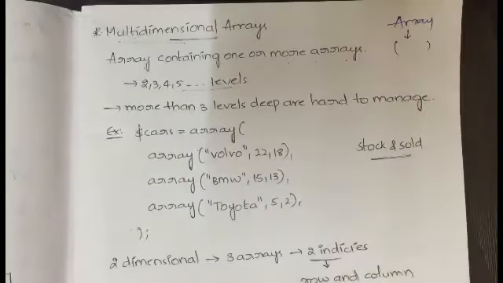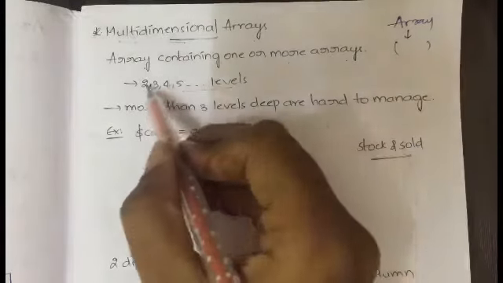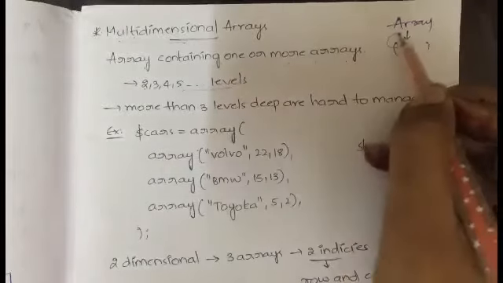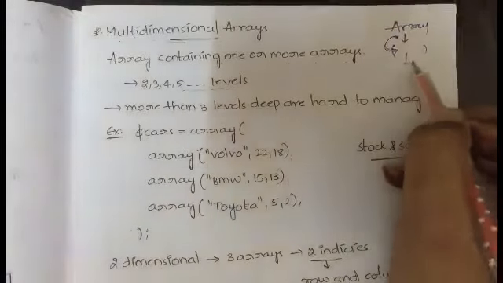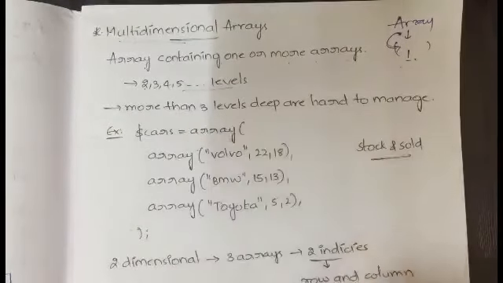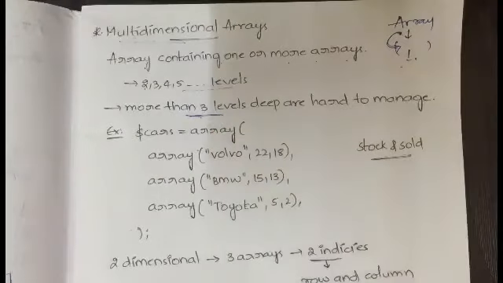An array containing one or more arrays, with 2, 3, 4, 5 and so on levels, which means one level will not come under multi-dimensional. Two levels means an array within an array. Three levels means an array within an array, and in that array you'll have another array. You can go as many levels deep as you like, but if the depth increases by more than 3, it is hard to manage. We cannot apply our functions or printing easily, and the working becomes a bit complicated. Up to 3 levels, that is up to 3 dimensions, we can easily manage. So we will see an example now.